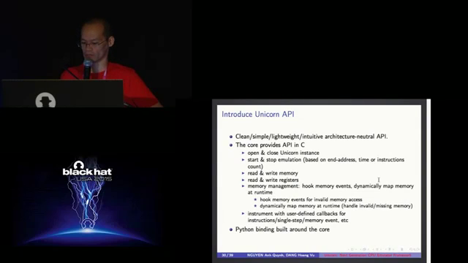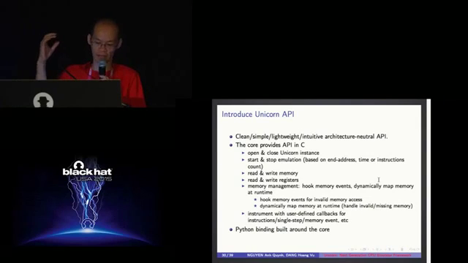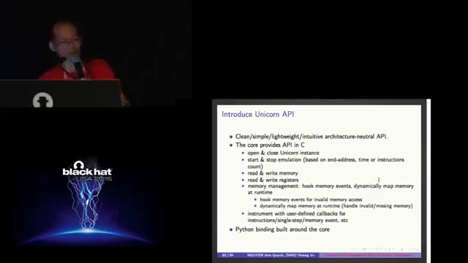The core Unicorn provides an API in C. With the API, you can open and close a Unicorn instance. You can start and stop emulation. You can start emulation and run until it hits some instruction, or run until some amount of time has passed, or run until a certain number of instructions is hit. The API allows you to read and write to the memory of the emulator. It allows you to read and write to registers.